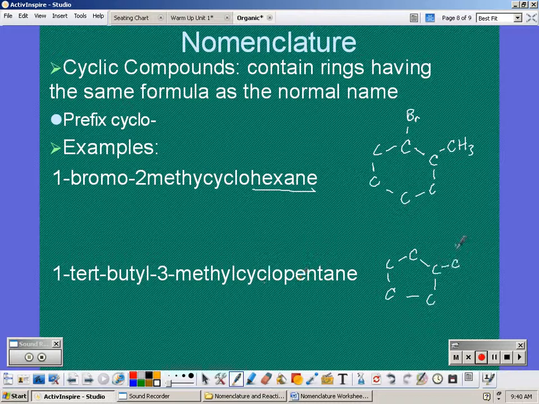It's going to be in this structure. So we have these 4 carbons coming off of the ring. So that's where the butyl comes in. The tert tells me that it's not a straight line of 4 carbons. On the third carbon, so if this is my 1, 2, 3, I have a methyl group.